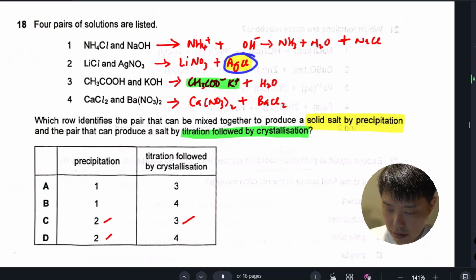Okay, and then the salt that can be formed by titration is your number 3, the third pair, potassium ethanoate. So this salt can be formed by titration and then followed by crystallization. Okay, so our answer here should be C.